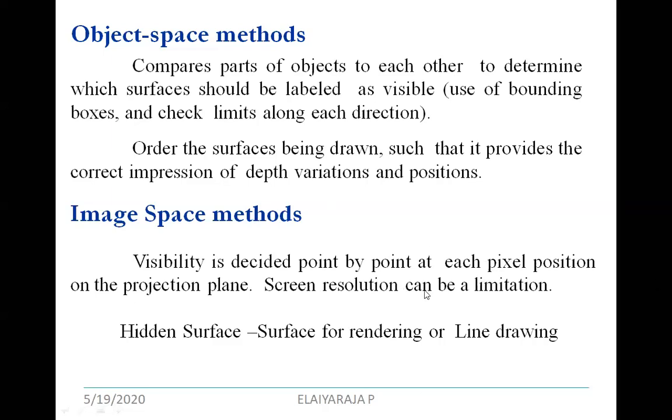Here the screen can be a limitation, because screen resolution can be a limitation. You are going to take only the boundary of the given projected image on your screen, from the minimum boundary of the projected image to the maximum boundary. So the hidden surface handling is basically for rendering or line drawing, as you discussed in the polygon scan fill line drawing algorithm.